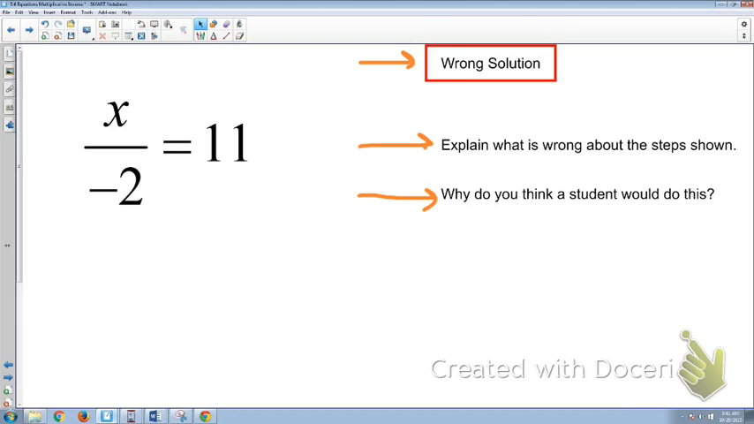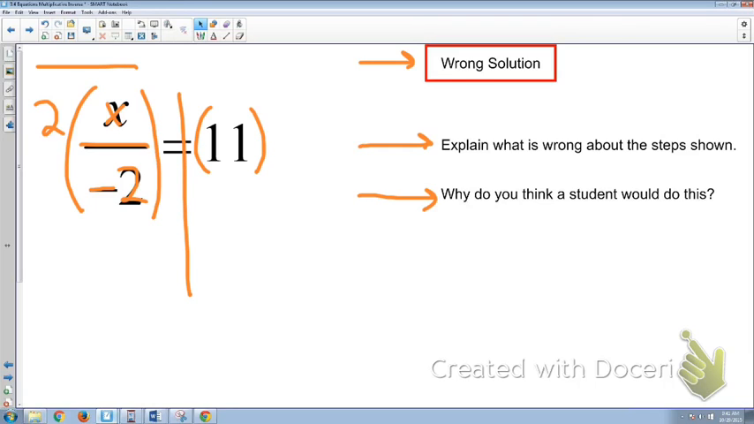A student will think to themselves, I've got an x being divided by a -2, and so I notice that I need to now do the inverse operation, and so I'm going to do the opposite of division, which is multiplication. And so I'm going to multiply both sides by 2. So whatever I do to one side of the equation, I have to do to the other. So I'm going to also multiply this side by a 2.